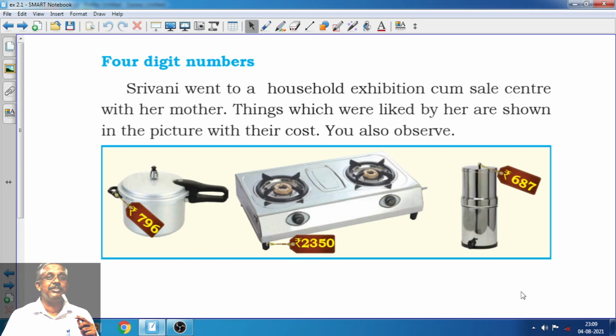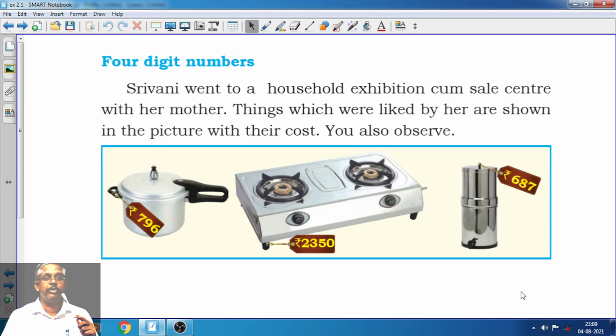A nice rate card, in which a cooker amounts to rupees 796, and a water filter rupees 687. She was able to read the cost of the cooker and the filter because she studied in standard 3. But she was unable to read the cost of the stove. Why? Because the rate card had 4-digit numbers.